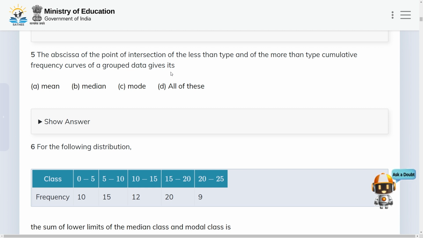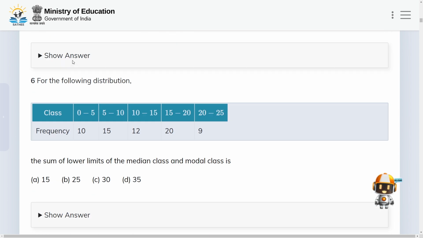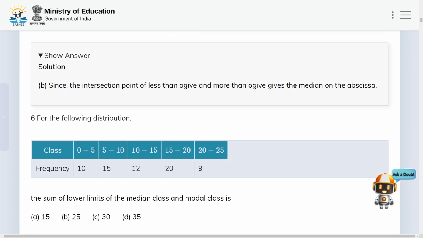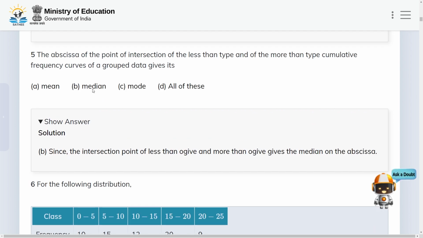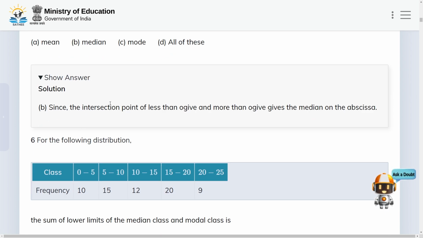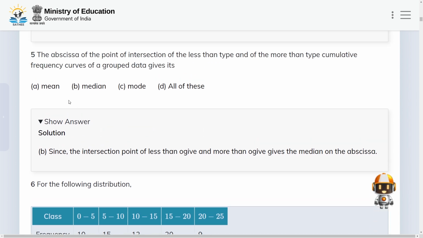Okay, so the abscissa of the point of intersection of the less than type and of the more than type cumulative frequency curves of a grouped data actually gives us the median. Since the intersection point of the less than ogive and more than ogive gives the median as the abscissa, the correct answer is option number B.